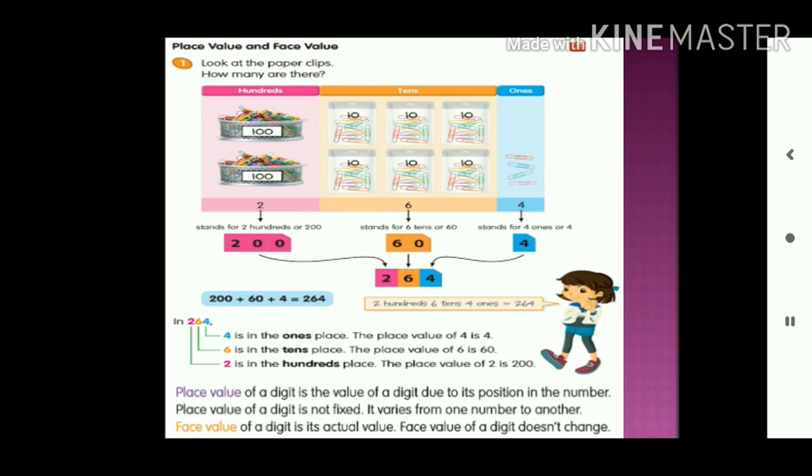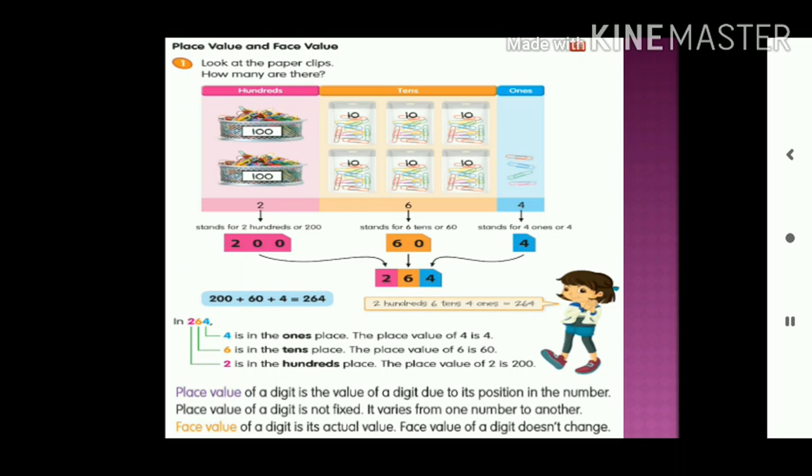So in hundreds, how many hundreds do we have? We have 2 sets of 100. That gives us 200. And in tens, how many do we have? We have 6. That gives us 60. In the same manner, ones. How many do we have? We have 4 ones. So we get 200 plus 60 plus 4, which gives us the number 264. Isn't it?